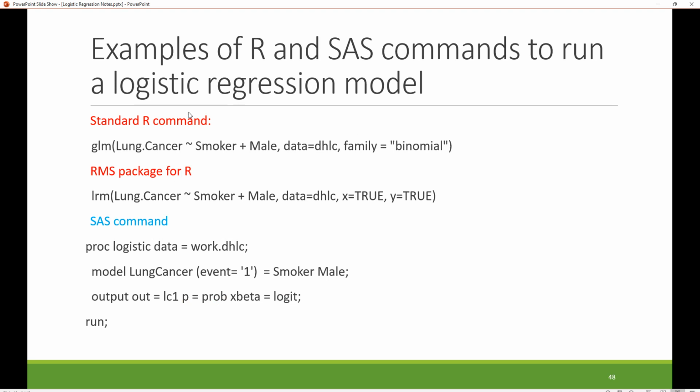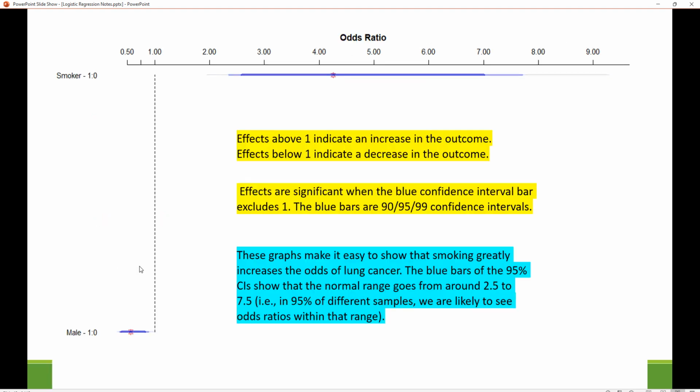And here are some examples of the commands in R and SAS. On the top we have the standard R command. Below that we have the RMS package for R. LRM is the equivalent to GLM for logistic models, and then in the bottom part we have our SAS command.